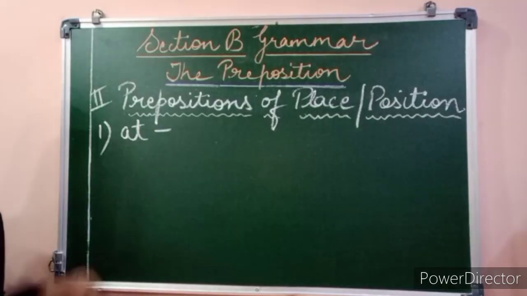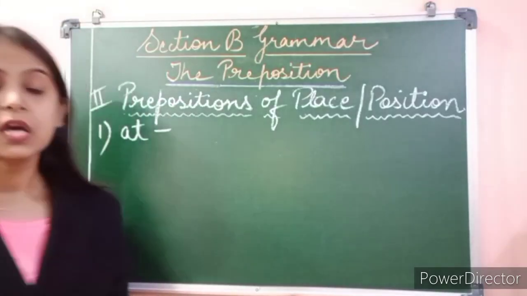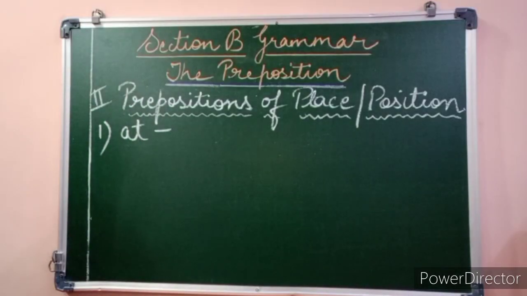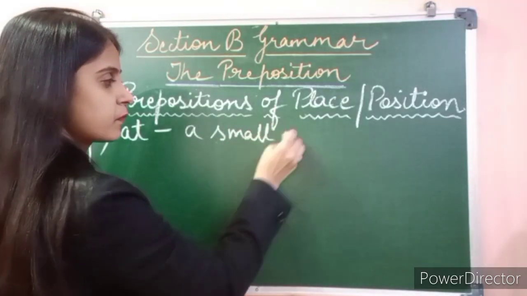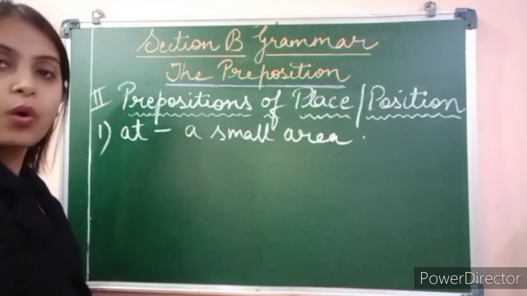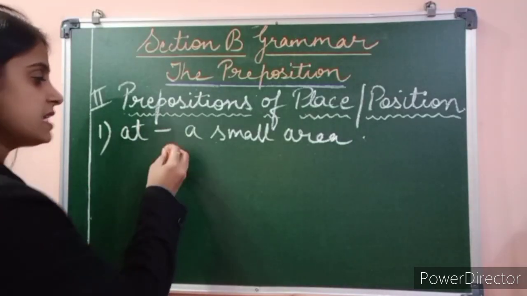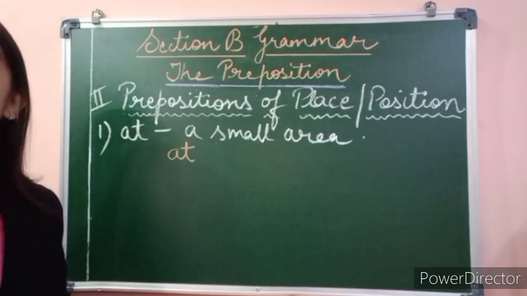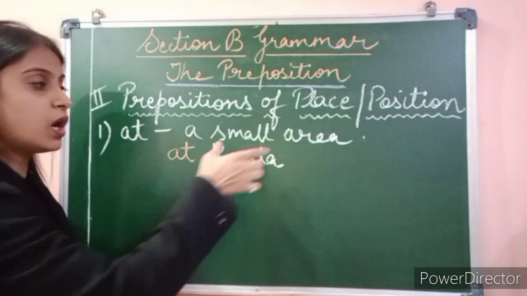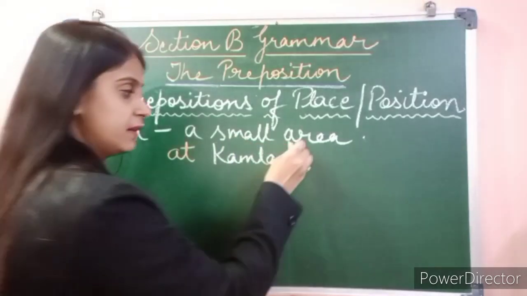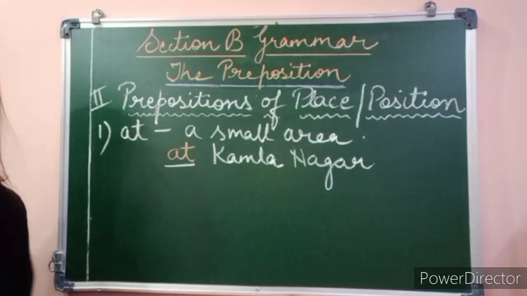So we are going to talk about at again when it is used as preposition of place, right? So when do we use at as preposition of place? When we talk about a small area. All right. For example, my school is situated at Kamla Nagar, right? So we have used at to talk about a small area, that is Kamla Nagar. We have used preposition at.